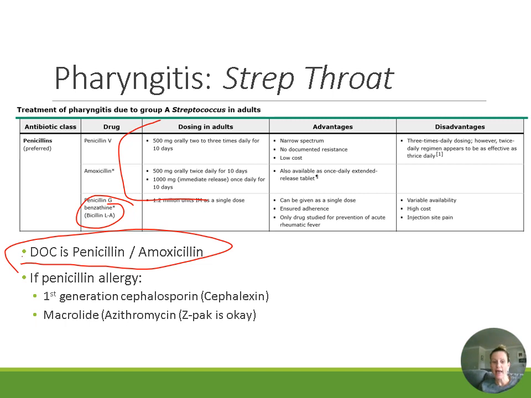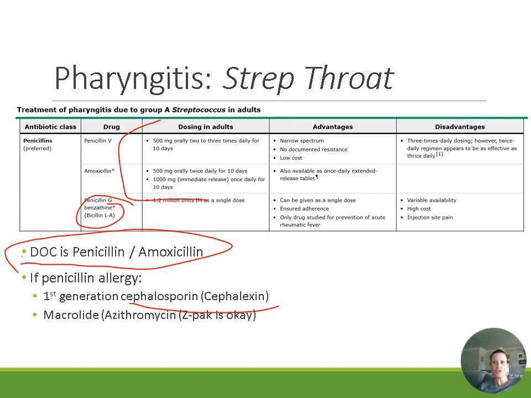If patients have a penicillin allergy, your choices depend on the severity of the allergy and whether it was a true allergy. If patients say that they have a penicillin allergy, you can give them a first-generation cephalosporin, like cephalexin. However, remember there is some cross-reactivity. There are patients who have a penicillin allergy who will also be allergic to cephalosporins.